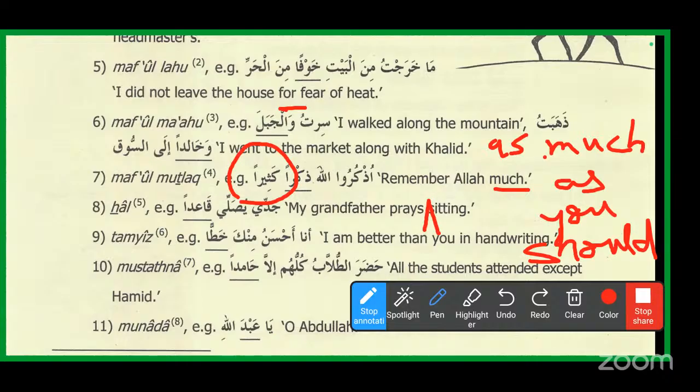This explains the expression better than it is explaining it in English. In English, it's not expressing anything. For Allah much, what does it mean? I can't comprehend the expression by just saying, remember Allah much.